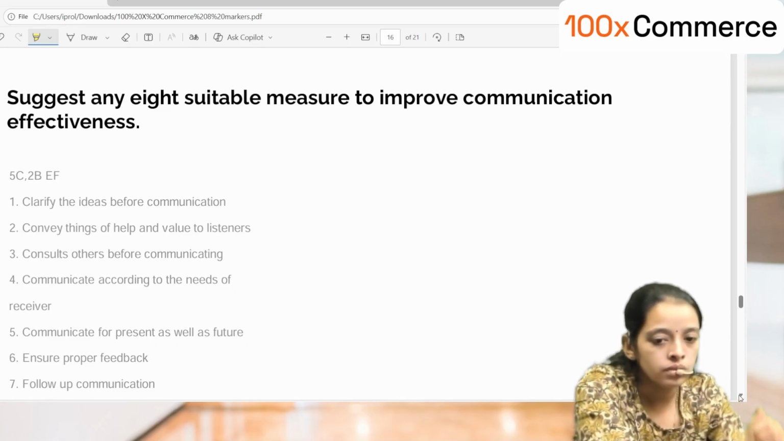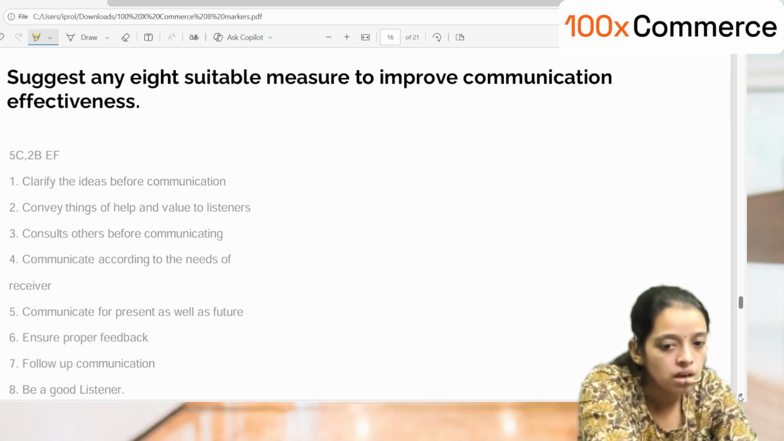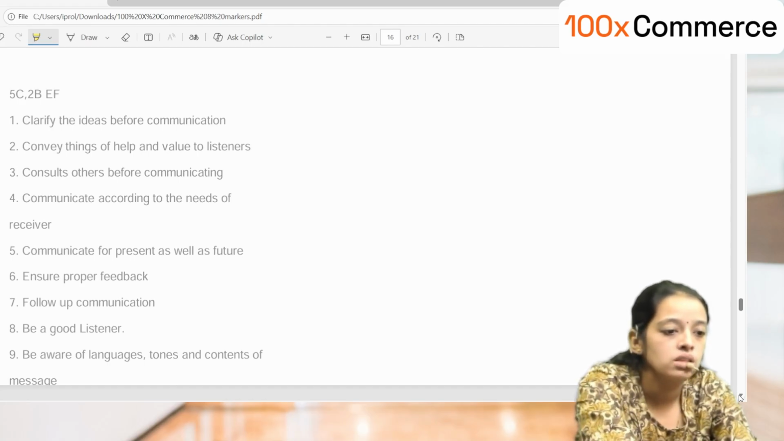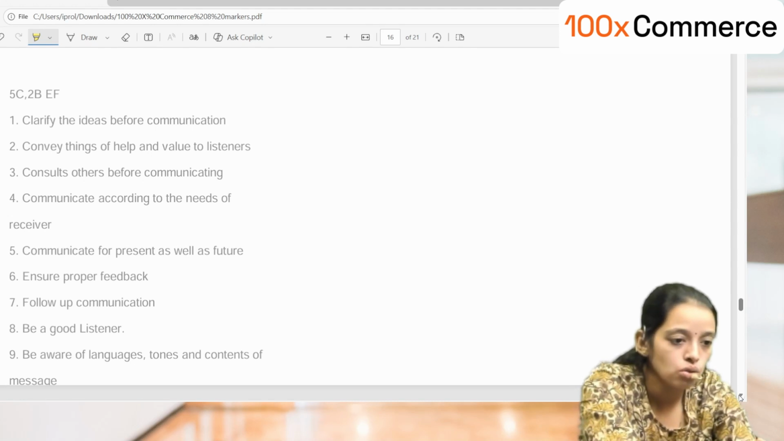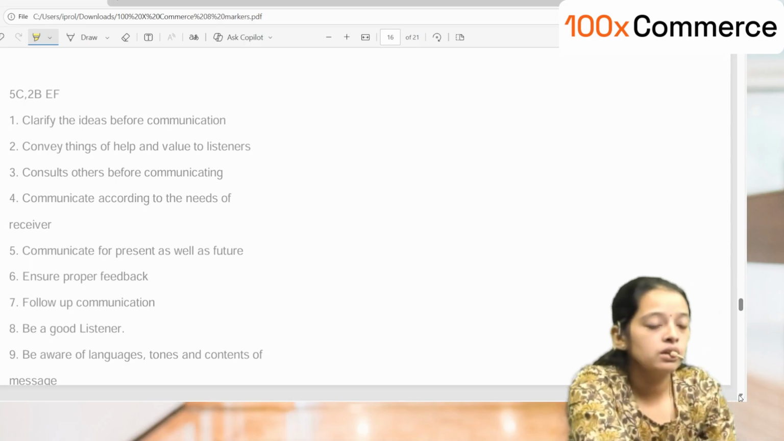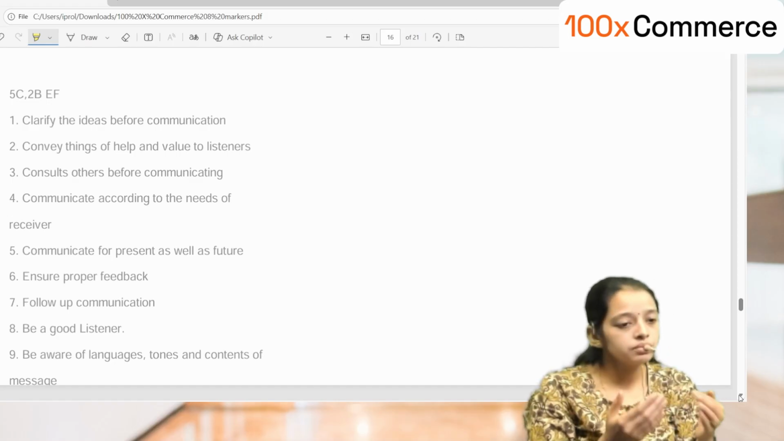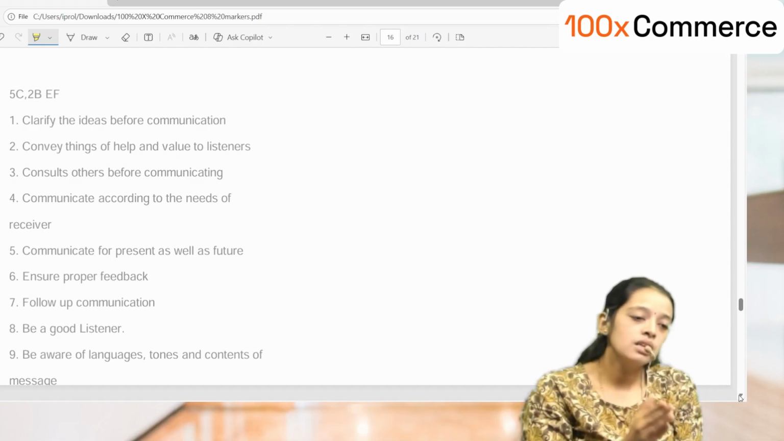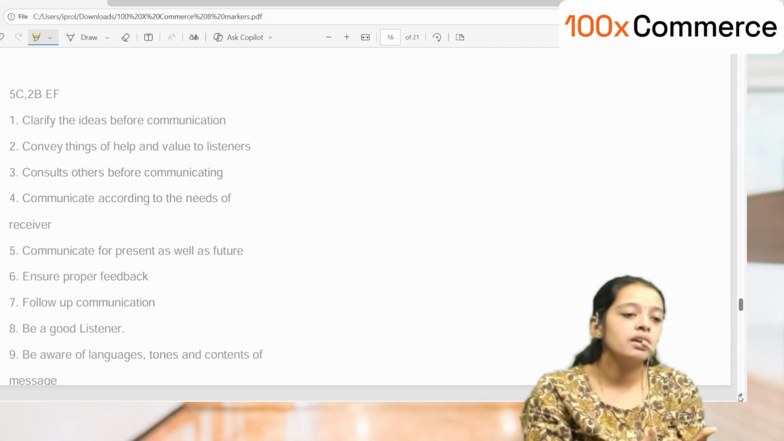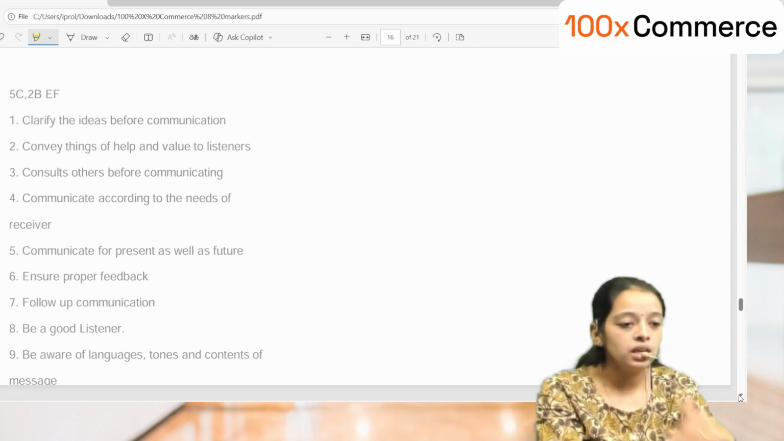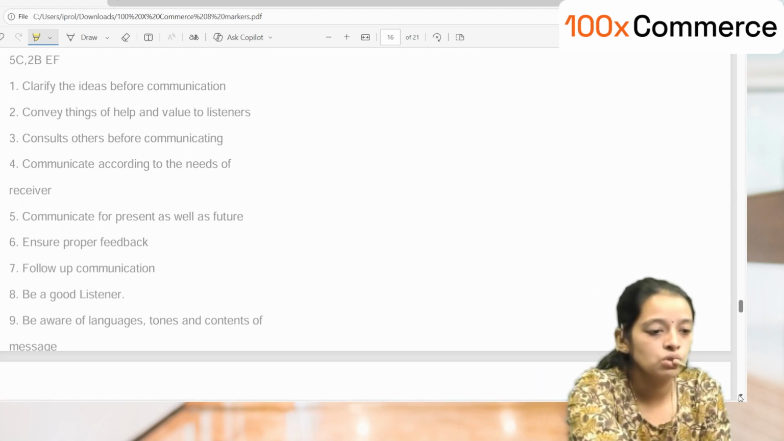Next one is ensure there is proper feedback. A proper feedback has to be collected from each and every individual in order to make things proper. Next one is follow-up communication. That is, they should make sure that proper feedback is taken on proper time. Following up of communication is also very important. Next one is be a good listener. Until the communication is completed, the receiver should not speak in between. So first, listening is always very important. And while communicating, one should be aware of the language, tone and content of the message they are giving. Any words that are not advised should not be used.